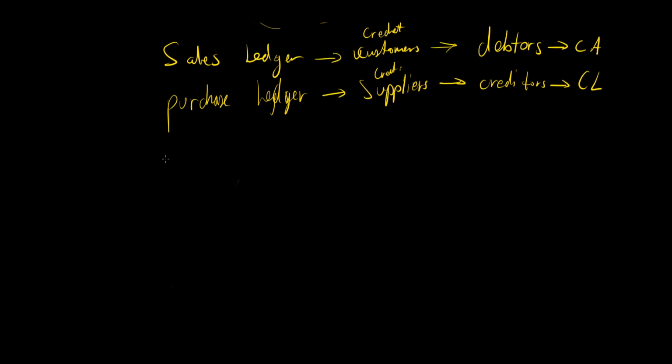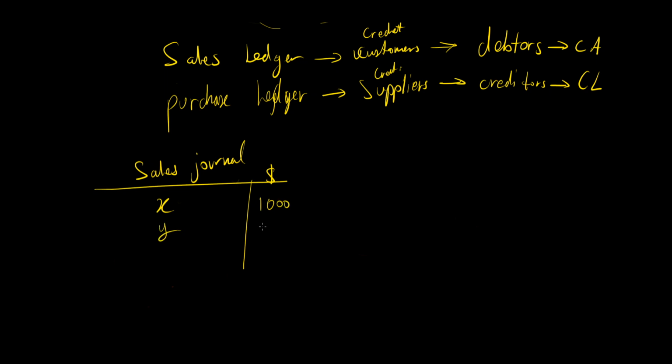Whenever you sell something, where would you record it first? In your books of prime entry, right? So whenever I sell something, it will be recorded in my sales journal. What is a sales journal? It's just a list. Let's say this is my customer X, I sold him goods worth 1,000. I'm just making these up. Then we have Y, I sold him 5,000 worth of goods. And then Z, I sold him 10,000 worth of goods.